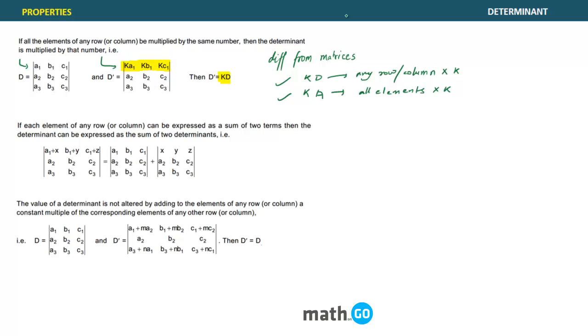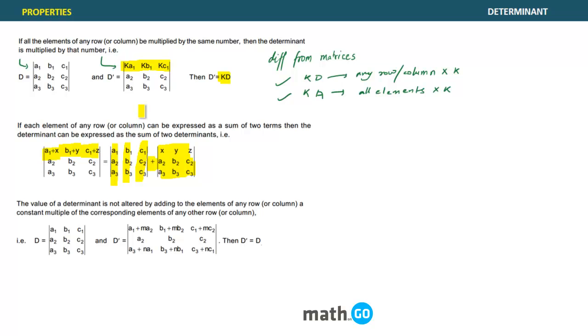Next, if each element of a row can be expressed as a sum of two terms, then the determinant can be expressed as a sum of two determinants. I've taken an example: a1 plus x, b1 plus y and c1 plus z. So you can write the determinant with a1, b1, c1 in one row, and then split them using a plus sign, where x, y, z will be the row 1 of the other determinant.